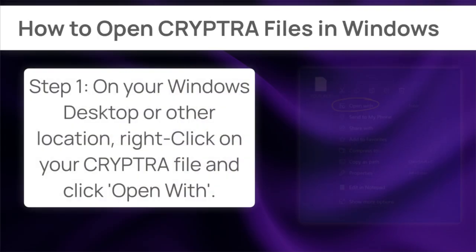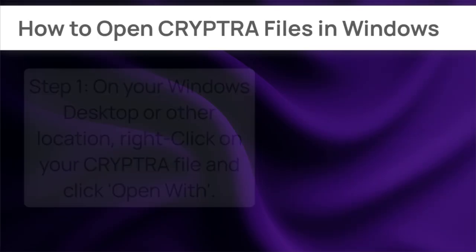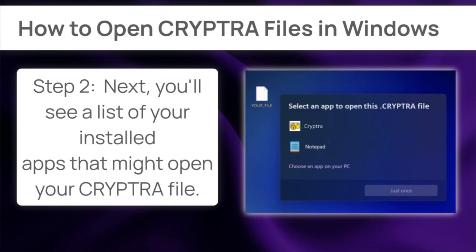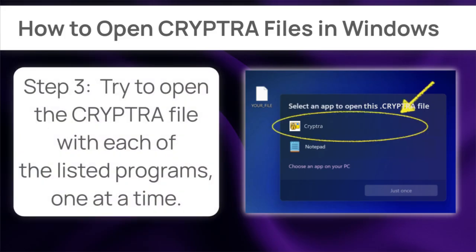Your most crucial first action is the file association test. Right-click the Cryptra file and choose Open With. If Cryptra is on your machine, test it. If not, choose another program. We must find the correct software.